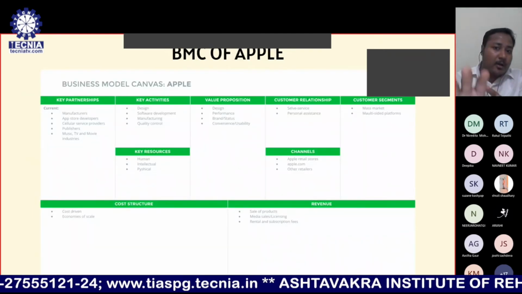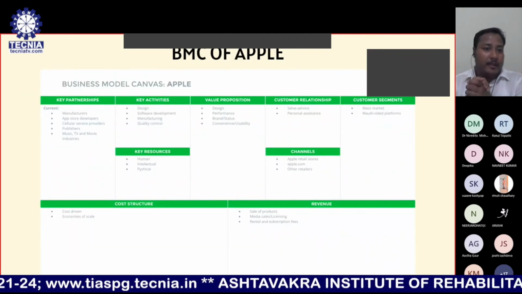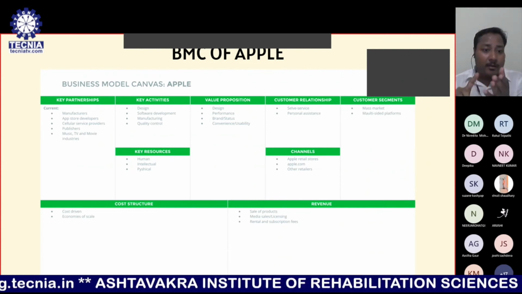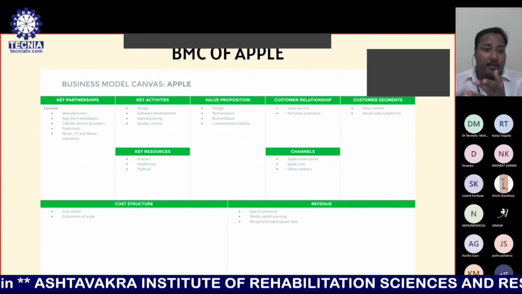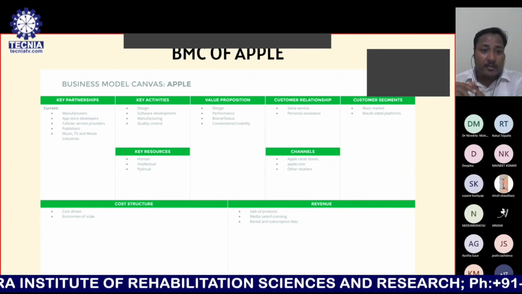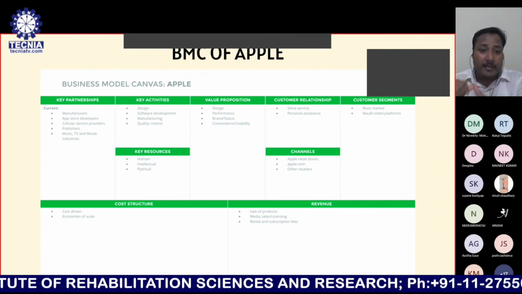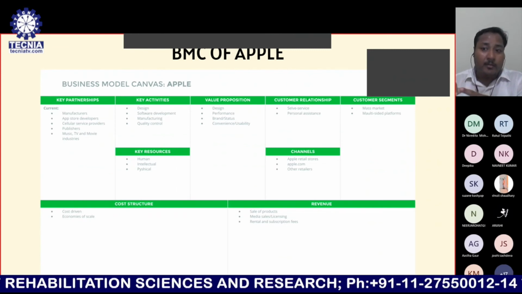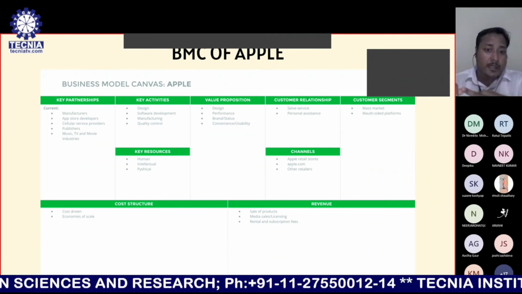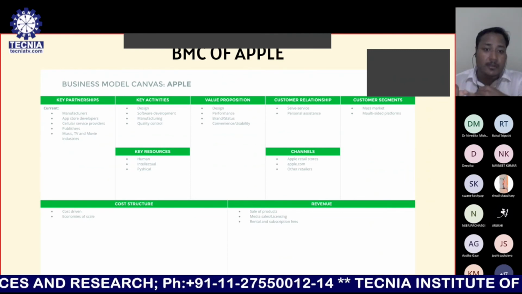This is the business model canvas of Apple. If you see, their key partners are the manufacturers, Apple Store developers, publishers, music, Apple Music, TV, movie industries. What are their key activities? Design, software development, manufacturing of the phones, quality control of the phones. Key resources: human, intellectual, physical.